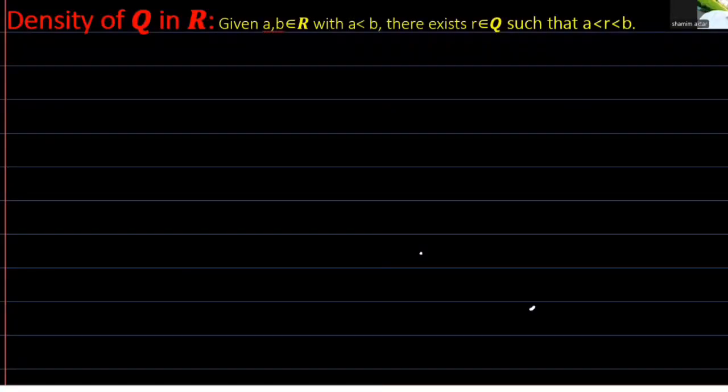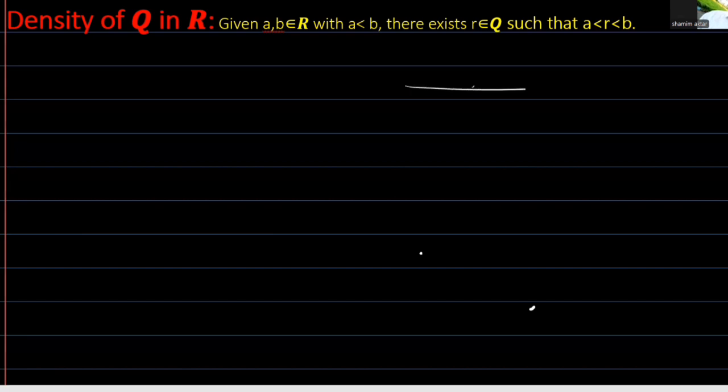Today we will discuss density of rational numbers in real numbers. Okay, density of rationals says that for any two given real numbers, there exists a rational number between them if they are distinct. If two distinct real numbers are given, then there always exists a rational number between them.